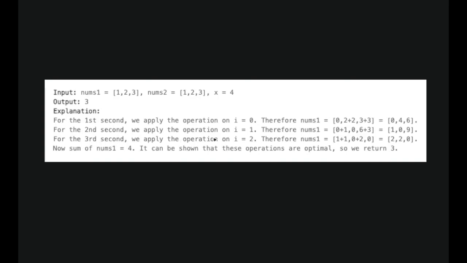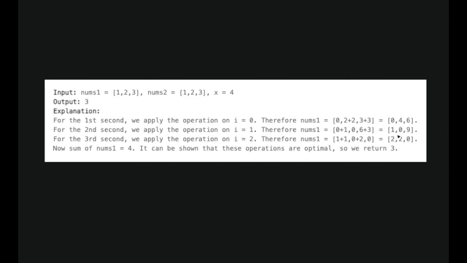For the third operation, we apply it on i equals 2. So nums1 now becomes 1 plus 1, where one 1 comes from the previous result and another 1 comes from nums2. Then 0 comes from the previous result, plus 2 from the second index, and this will be set to 0 as well because we're applying the operation on i equals 2. So now the sum of this array is 4, which is less than or equal to 4. So we operate for 3 seconds, and this is the optimal answer, so we just return 3. That's all for the problem description.